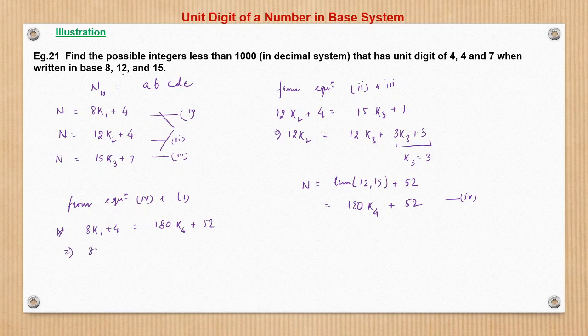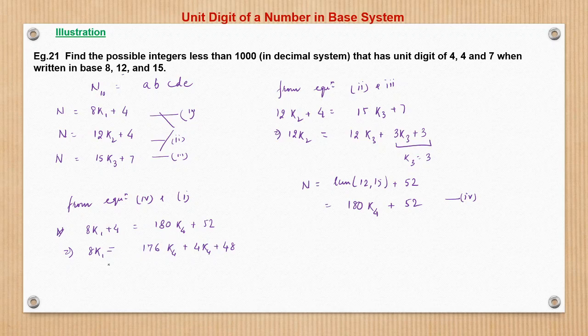This we can simplify. 8k1 is equal to this, I can write as 176k4 plus 4k4 plus 54 minus 52, minus 4 is 48. Basically I have broken 180 into 176 and 4. Why 176? Well, this is the largest multiple of 8 in this 180.